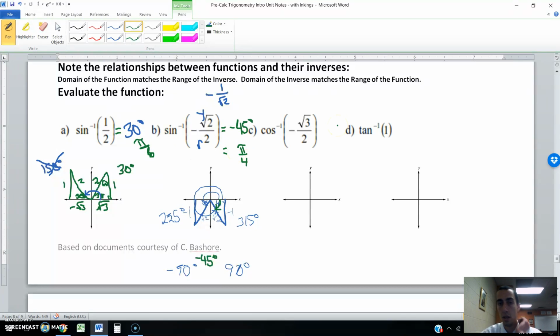Last two. So cosine. We have cosine, which is x over r, and we want to know which angle or angles has a cosine of -√3 over 2. So this negative has to apply to the x because it can't apply to a radius. X is this direction, so we're going to have a triangle which has a -√3 for the x and a 2 for the radius, meaning that we could also have a triangle down here, also with a -x and a 2 for the radius.